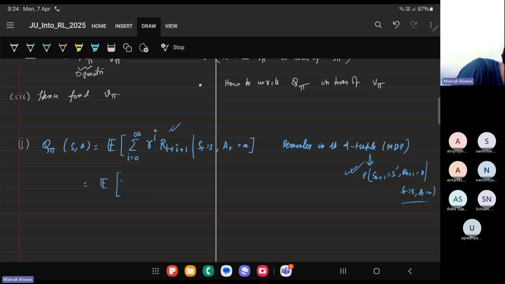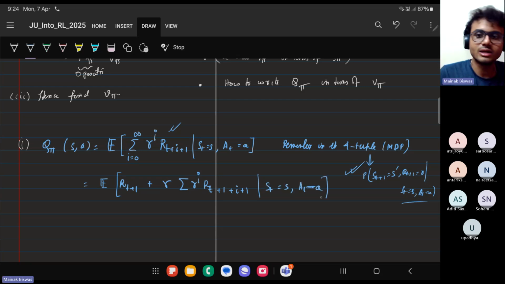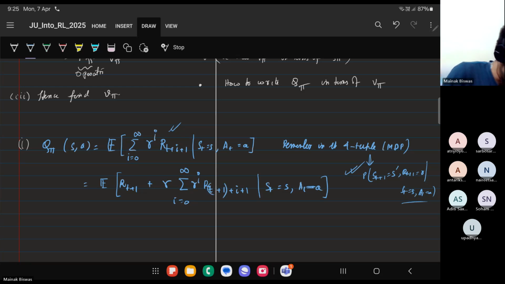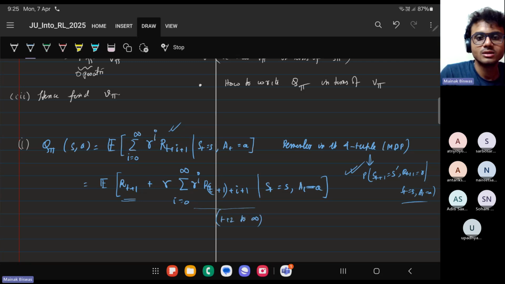Okay, so let us try to do that. First of all, the first term I will write is R T plus 1, plus gamma times the summation of gamma to the power I R T plus 1 plus I plus 1, given S T is equal to S, A T is equal to A. Is it clear to everybody? Any questions? I equal to 0 to infinity. I just got the T plus 1 out, and I'm writing T plus 2 to infinity here. Okay with everybody?